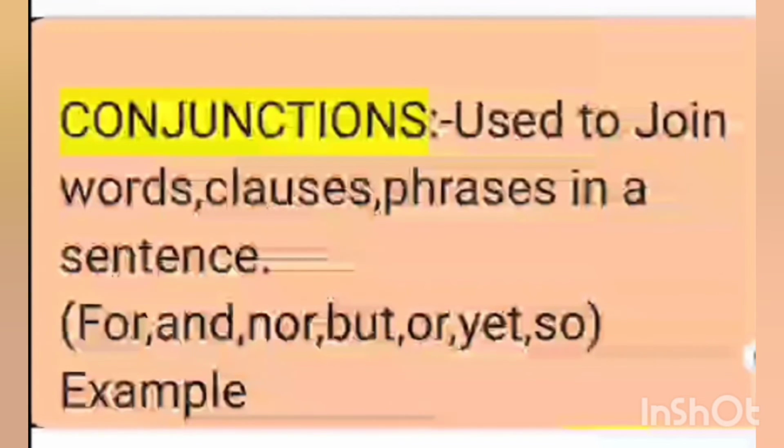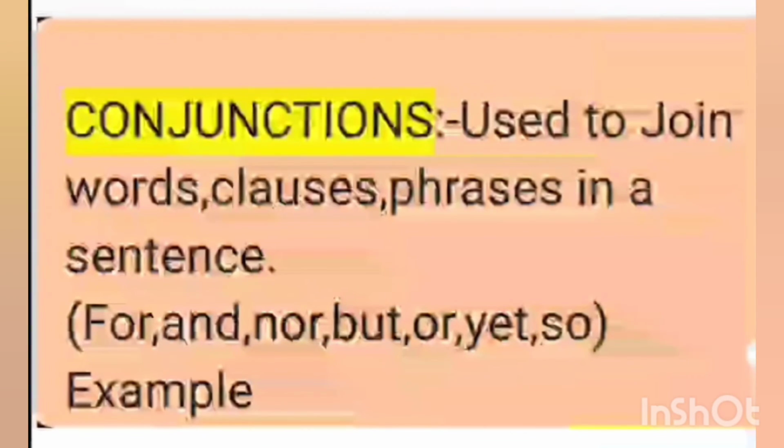So conjunctions are joining words that are used to join two sentences or two words, phrases or clauses. Let's see the examples. For, and, nor, but, or, yet, so. All these are examples of conjunctions. Let's see few more examples.